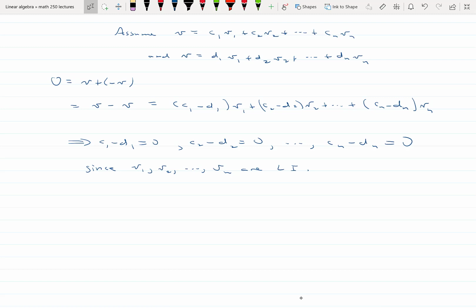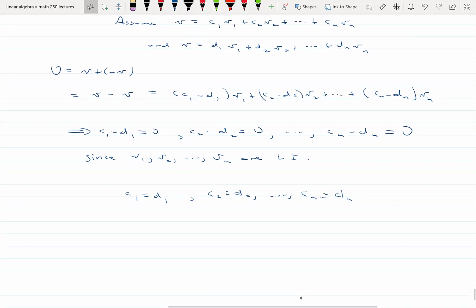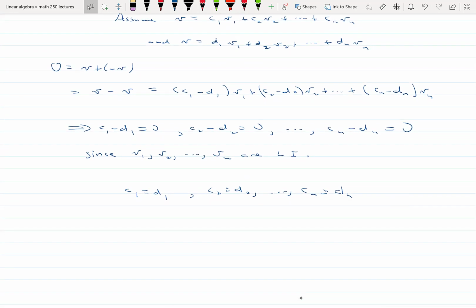These are just scalars. c1 minus d1 is scalar c1 minus scalar d1. So add d1 to both sides. c1 should equal d1, c2 should equal d2, all the way up to cn should equal dn. It's over. I assumed that there were two separate representations of v, a typical element from the vector space, using the basis vectors. I've shown that all of the coefficients from one should equal all the coefficients from the other representation. That is, there's only one representation. That implies the representation is unique. I'm leaving part 2 for you to read from your textbook. It's not difficult at all.